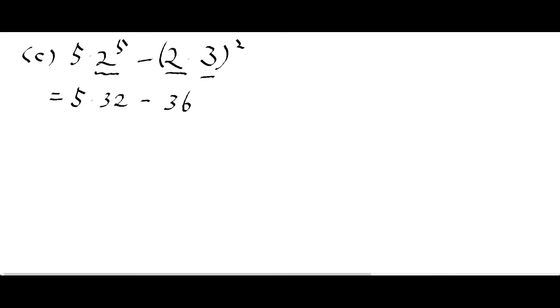Even though you might get other ideas, we simply evaluate this one. 5 times 32 is 160, minus 36. You just keep the 100: 60 minus 36 is 24, right?